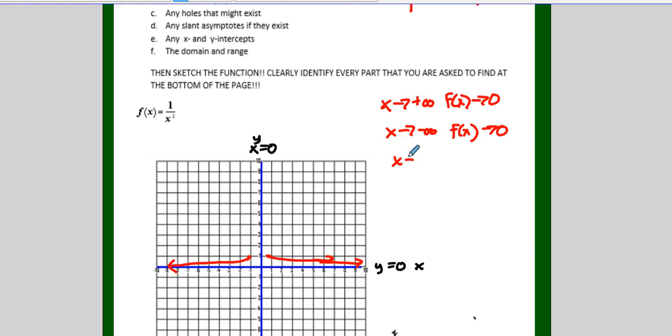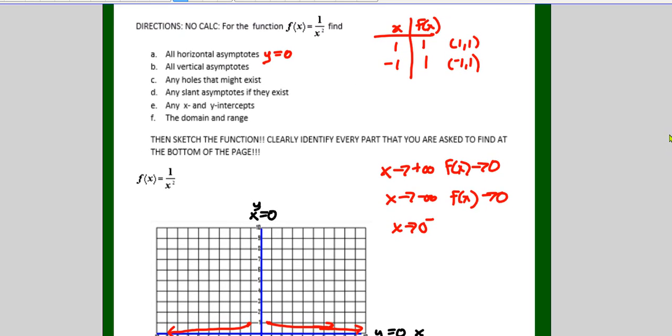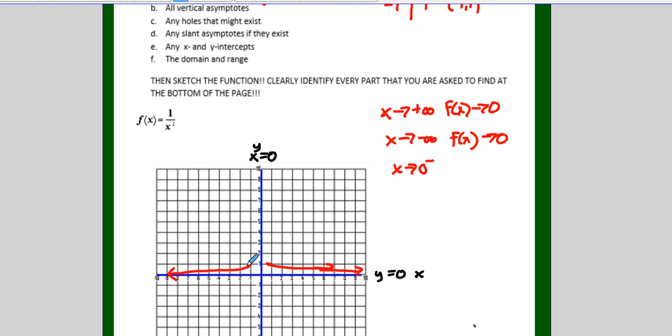As x approaches 0 from the left, that's going to be 1 over a tiny negative squared, but a tiny negative squared is a positive, so it's 1 over a tiny number, and we know this is going to grow huge, so it's going to go like that. It's never quite going to get to the line x equals 0, but it's going to keep getting closer and closer to it. So f of x is going to go to positive infinity this time.